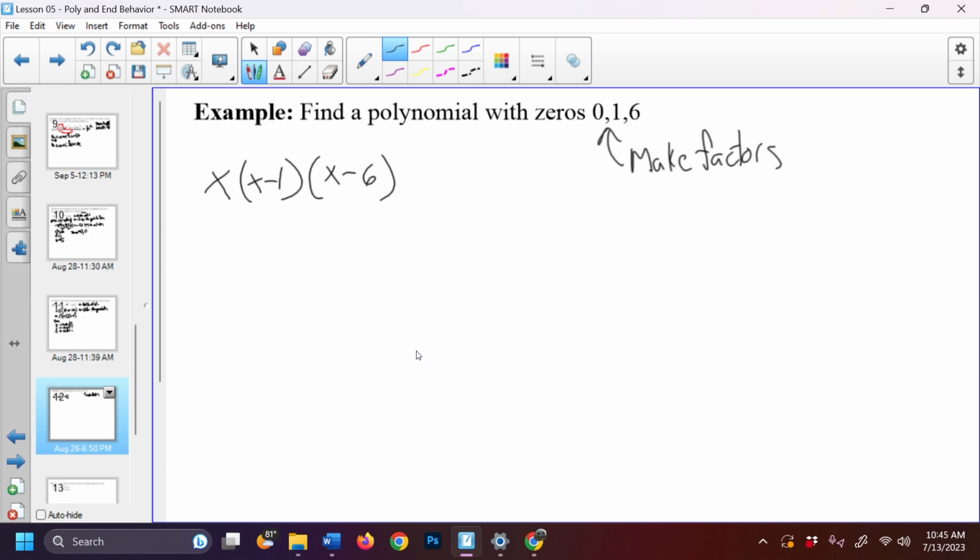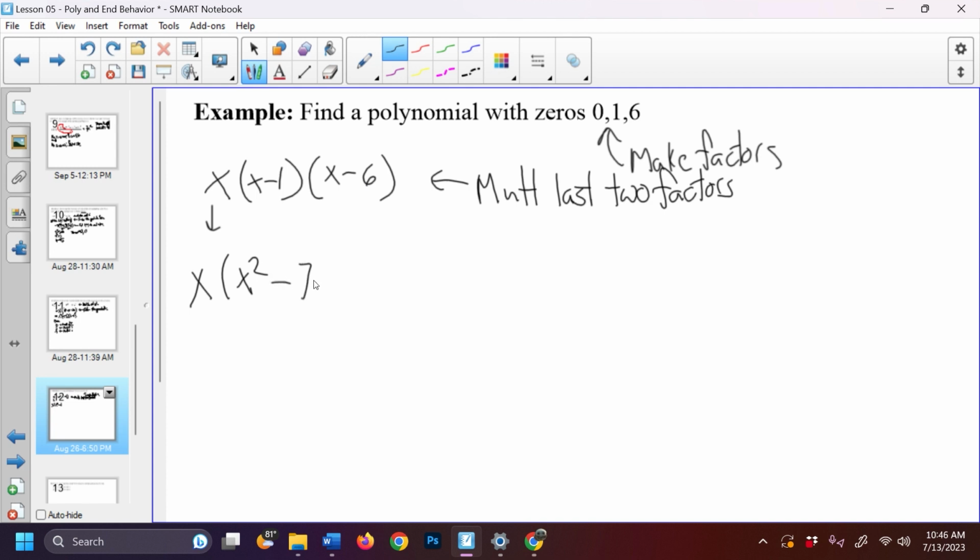Now, I want to make it easy on myself. And so distributing an x is the easiest thing to do. So I'm going to multiply the last two factors. And we're going to distribute. So I'm just going to bring this x down. X times x is x squared. X times negative 6 is negative 6x. X times negative 1 is another negative x plus the previous negative 6x will give me negative 7x. And then negative 1 times negative 6 will give me a positive 6.